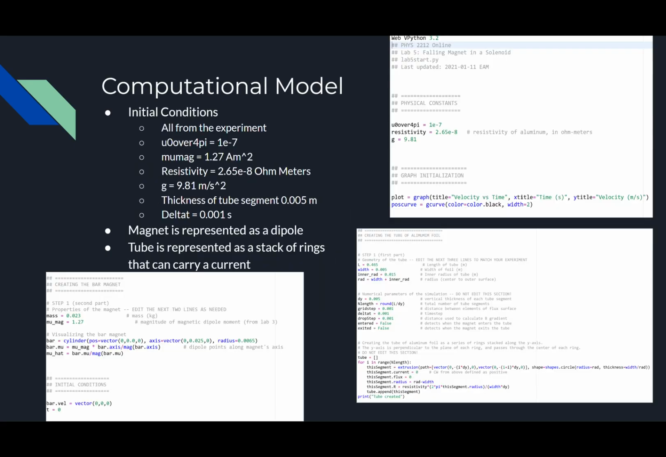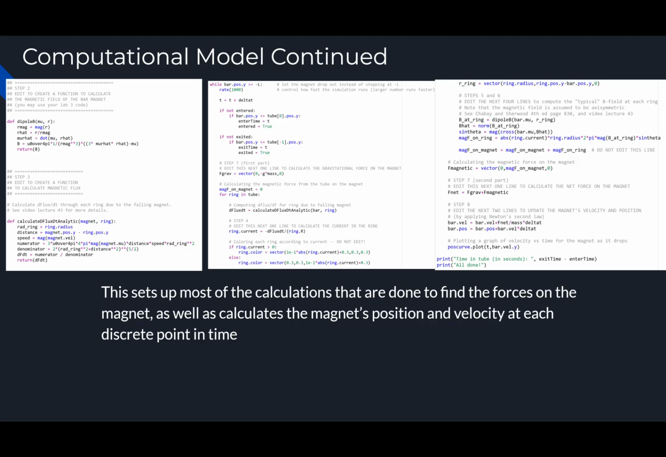So for our computational model, the initial conditions are the same as from the experiment, but additionally we set the mu0 over 4 pi. We set mu mag once again. We set the resistivity of the aluminum. We're also given g, and then the thickness of the tube segments and delta t are specific to the creation of this model. And so the magnet's a dipole, and the tube is represented as a stack of rings that can carry a current.